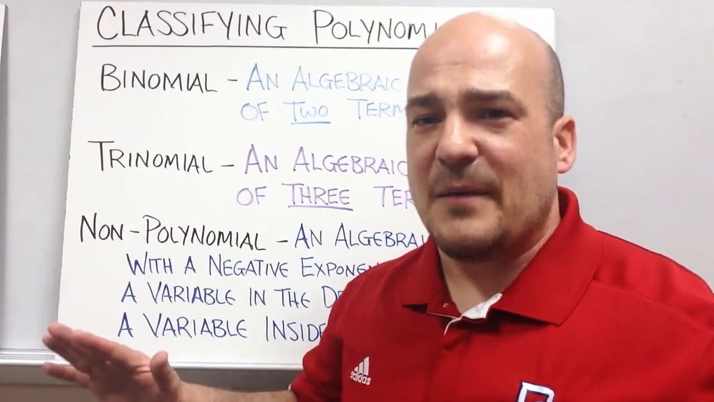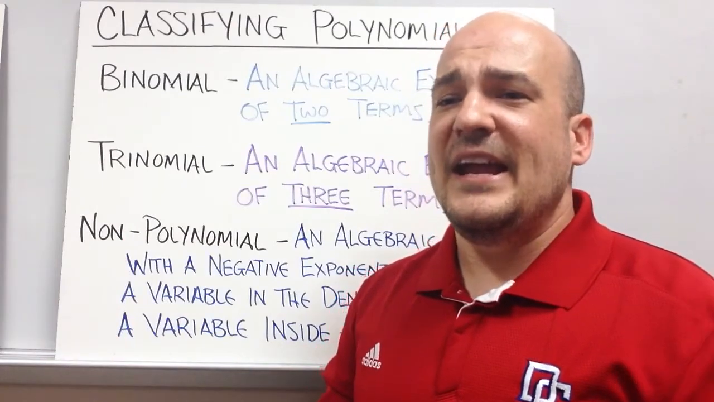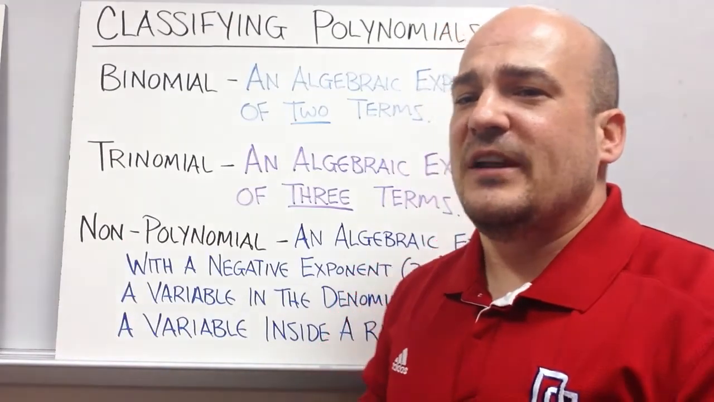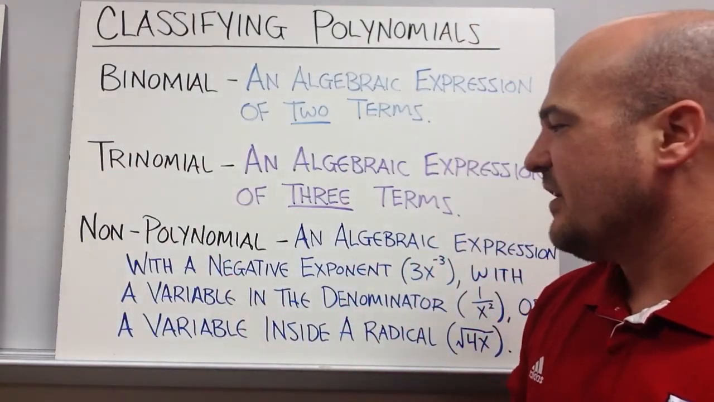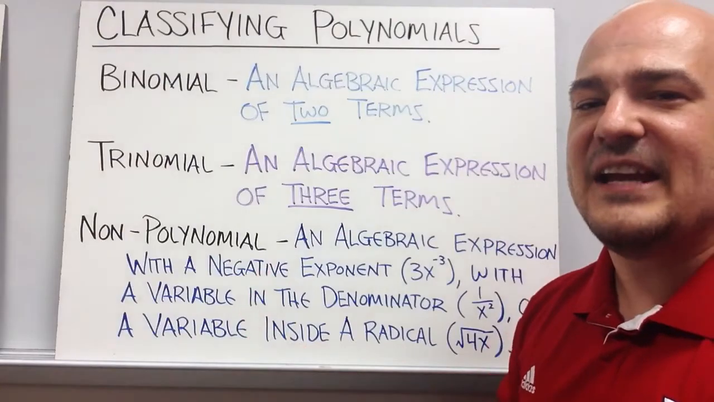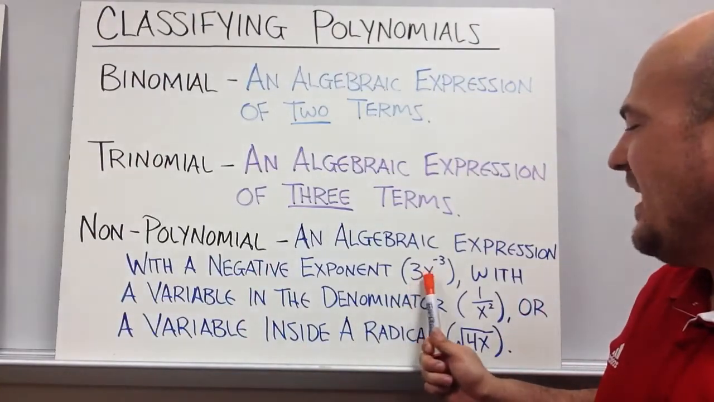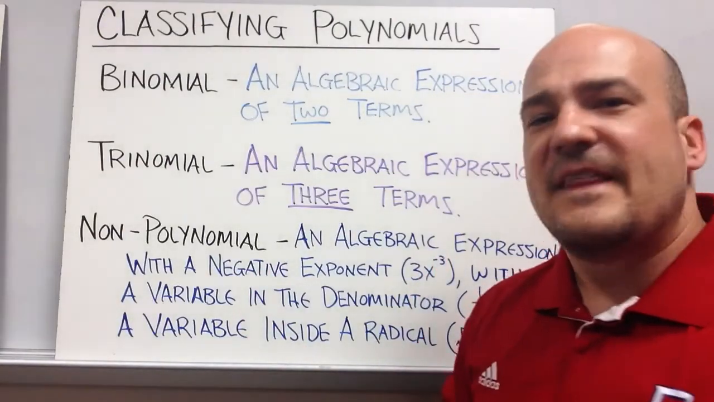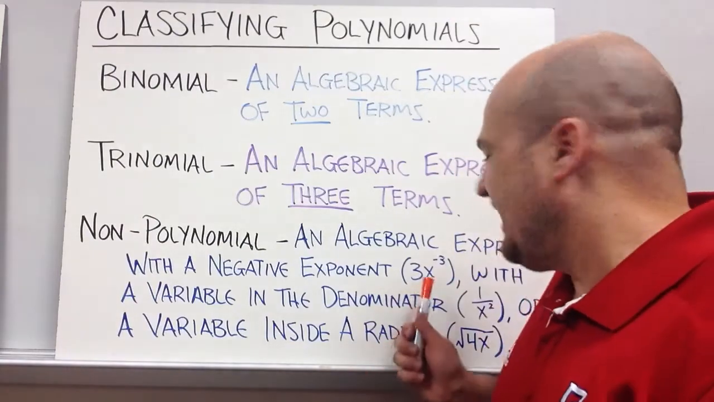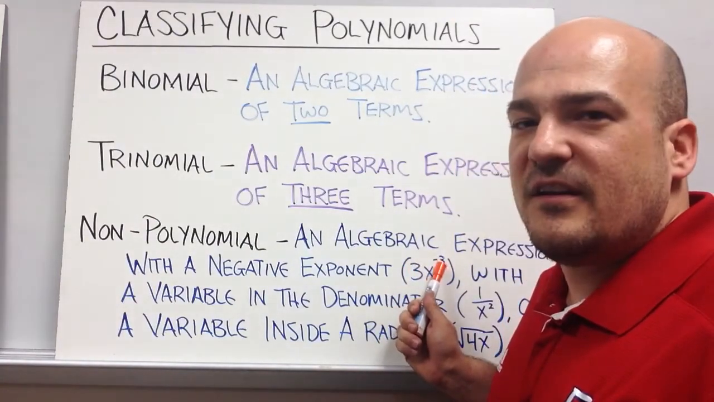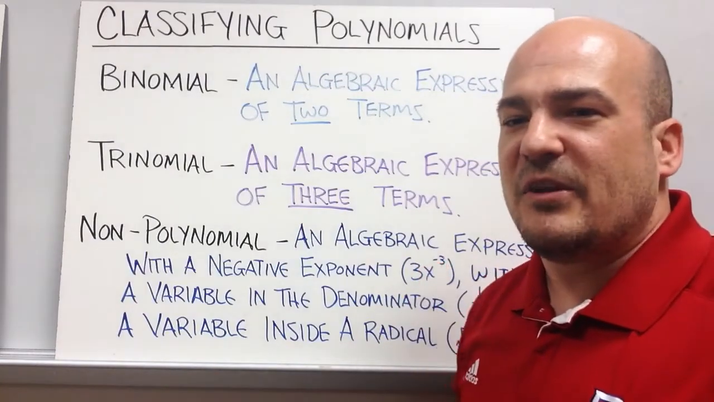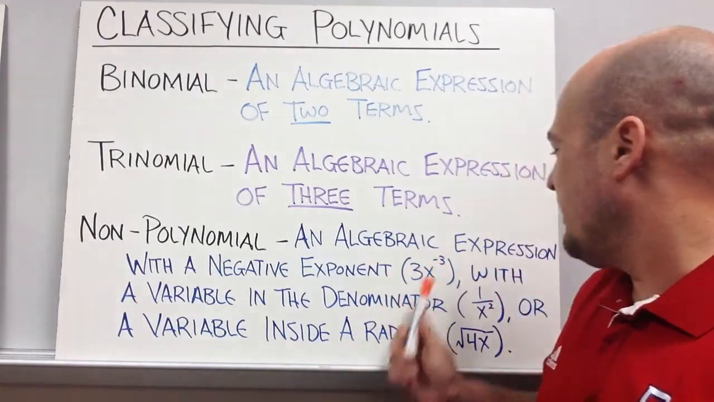So what we need to talk about next is what is not a polynomial. A non-polynomial is an algebraic expression with a negative exponent. If it has a negative exponent, like 3x to the negative third, then that's not a polynomial. That doesn't count as a term, because it's got a negative exponent. So it's not a polynomial if it has a negative exponent.